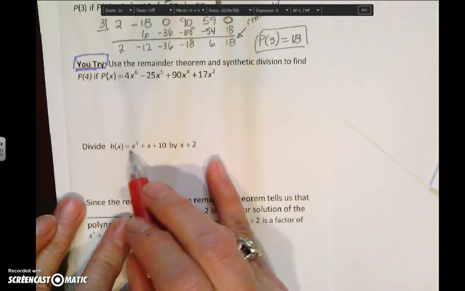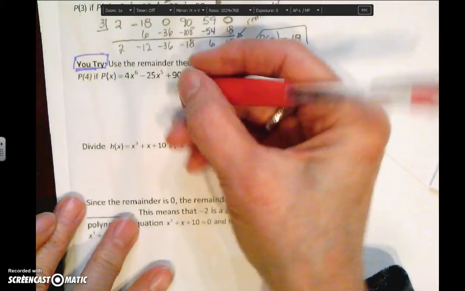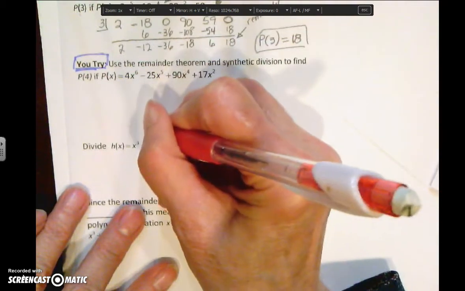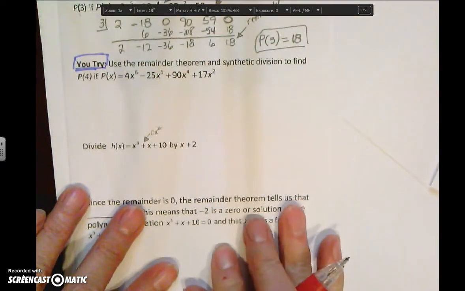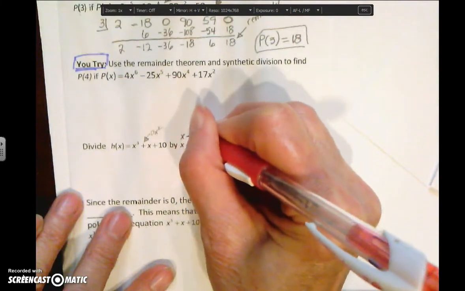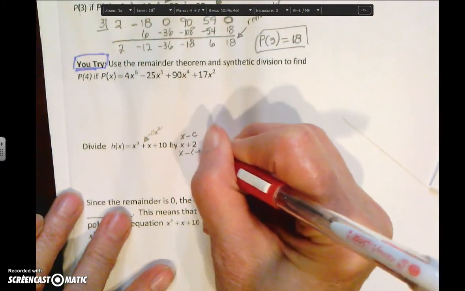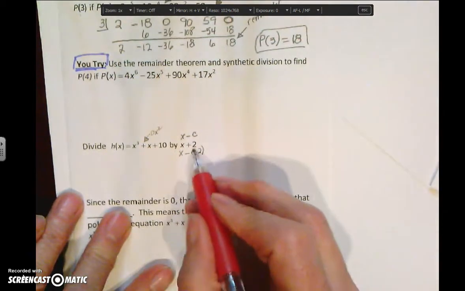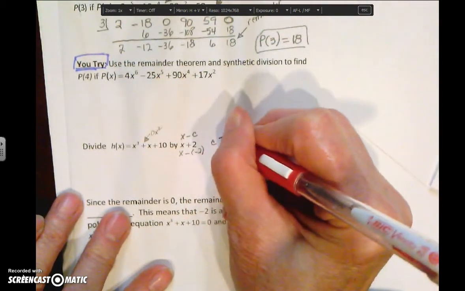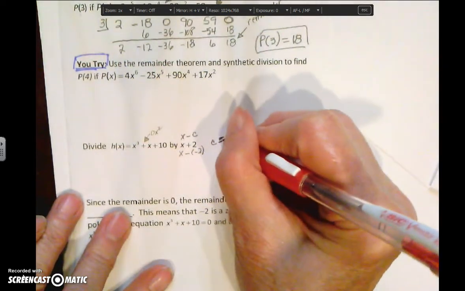Now let's divide h of x, which is x to the third plus x plus 10, by x plus 2. Again, notice that we are missing the x squared term, so there's going to be a 0x squared in there. Also notice that when we do our x minus c, it's actually going to be x minus a negative 2 to get that plus 2 right there. So my c on this problem is going to be equal to negative 2. That looks kind of weird.